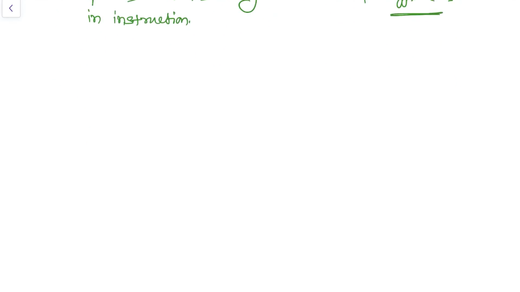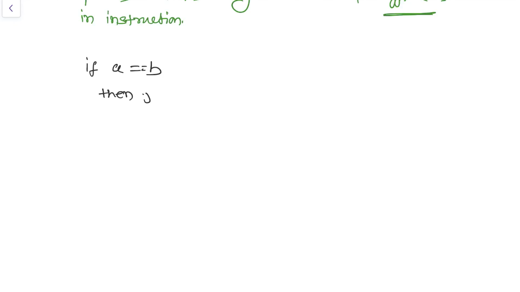Now let's take another example in which we write some C code and then test it. Let's say if A equals B, then jump to test. How can we write this in assembly? Let's assign A to R0 and B to R1.